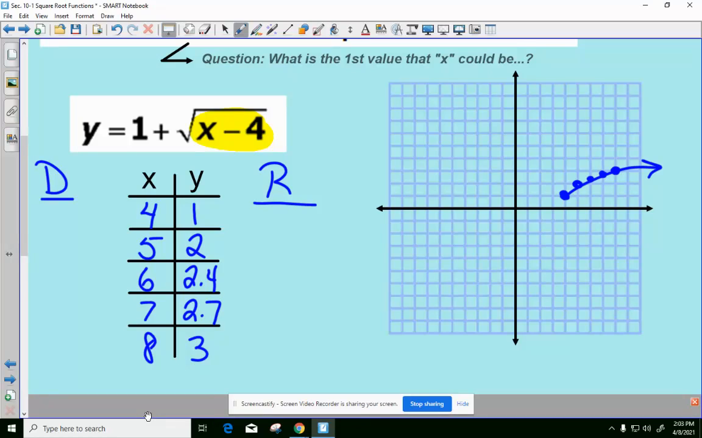Now, truly, we've already done this when we figured out what values we wanted to use. The first value that Emily was just adamant that we started with was what? Was 4. And after 4, we went to 5, 6, 7, right? So my domain statement is going to reflect that my x values have to be greater than or equal to 4. That's where it started.